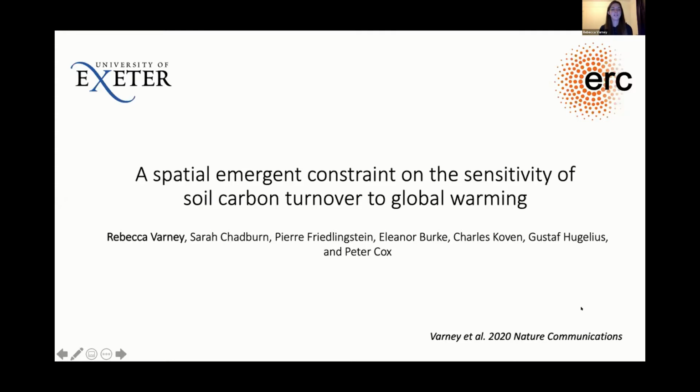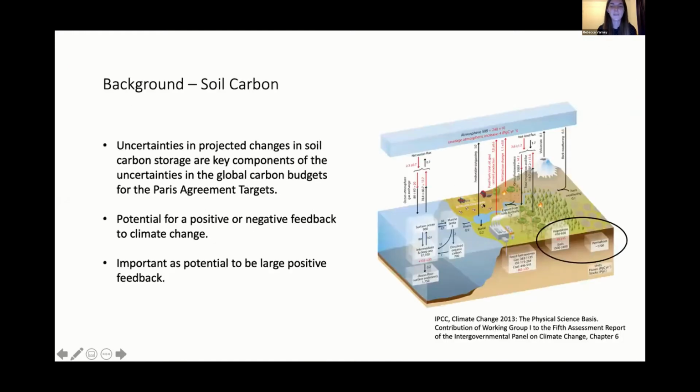Yeah, so as Peter said, today I'm going to be presenting a spatial emergent constraint on the sensitivity of soil carbon turnover to global warming, which my co-authors and I had published earlier this month in Nature Communications. Okay, so a little background.